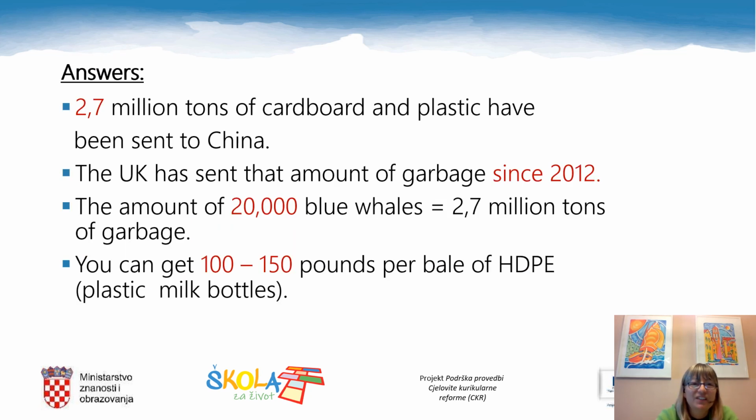Let's check the answers. 2.7 million tons of cardboard and plastic have been sent to China. The UK has sent that amount of garbage since 2012. The amount of 20,000 blue whales equals 2.7 million tons of garbage. You can get 100 to 150 pounds per bale of HDPE, plastic milk bottles. I hope that you knew all the answers.